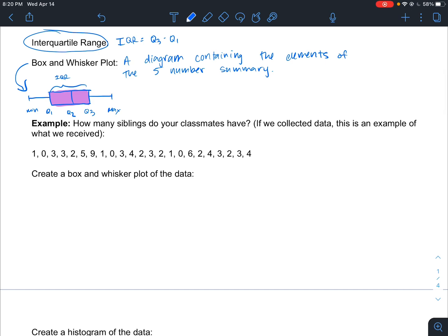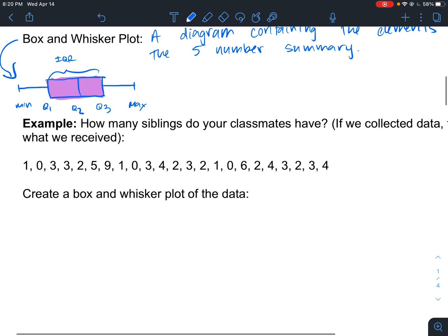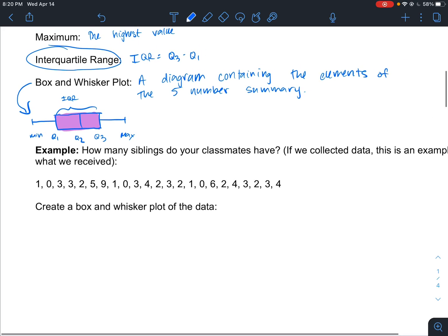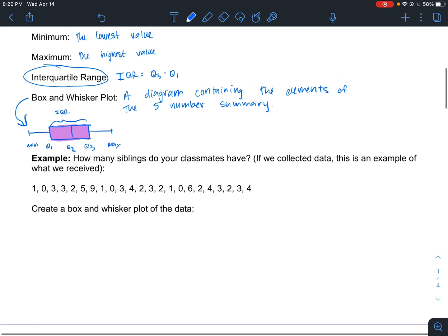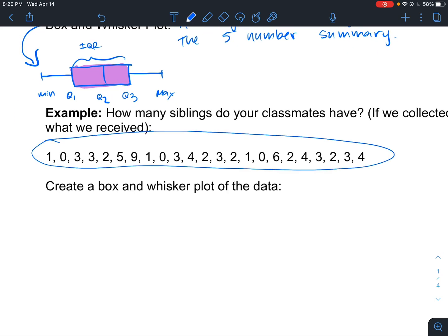So let's get into an example. How many siblings do your classmates have? So let's say we presented this question to our class, and we went around and we saw how many siblings everybody has. Okay, and let's say this is the data that we receive.